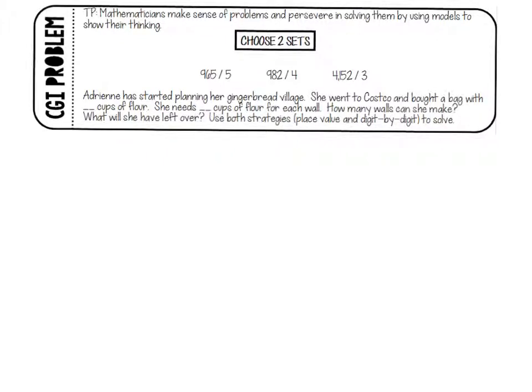Okay, so Adrian has started planning her gingerbread village. She's very ambitious. She went to Costco and bought a bag with cups of flour. She needed cups of flour for each wall. How many walls can she make? What will she have left over? Use both strategies, place value and digit by digit, to solve.